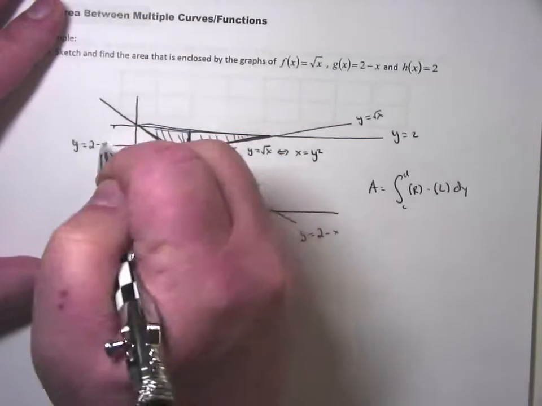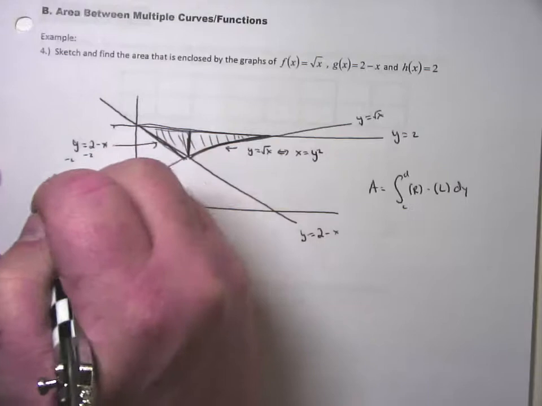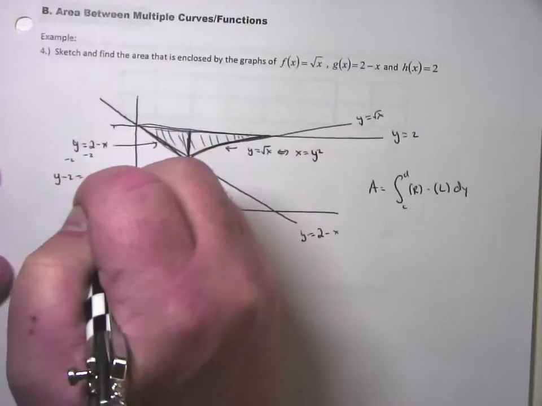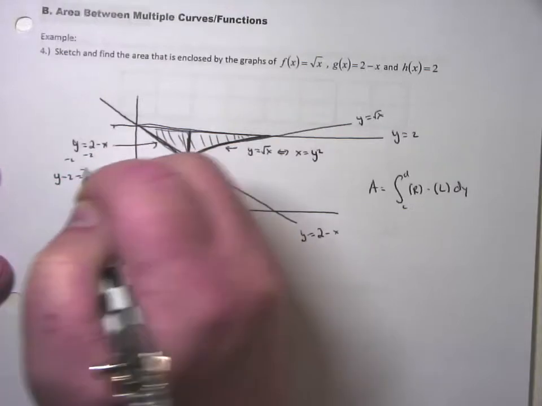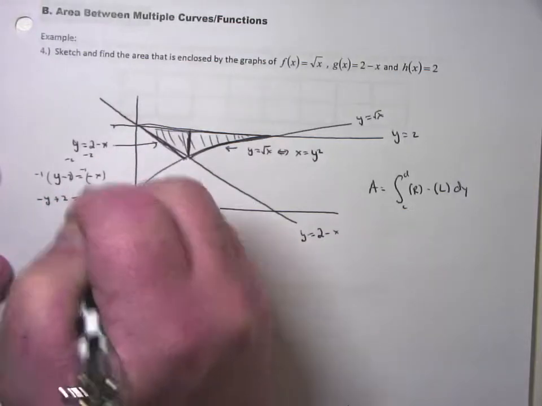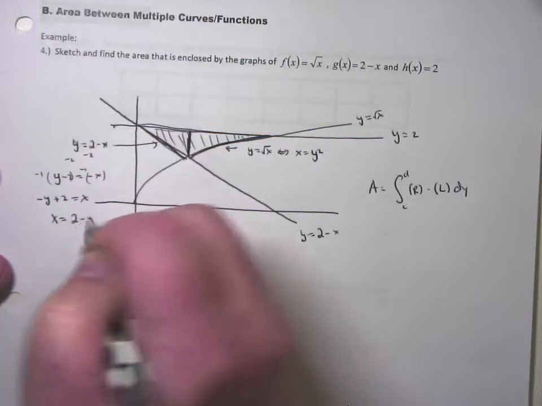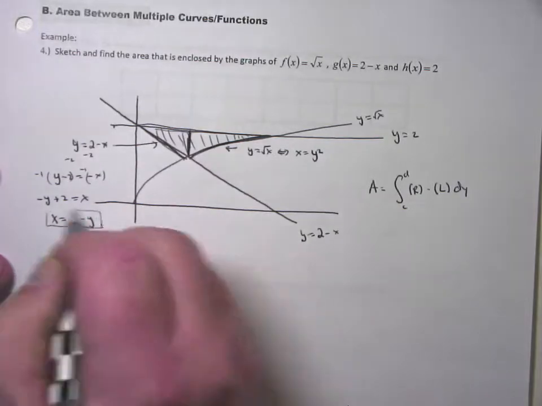If I solve this thing for x, subtract 2 from both sides, so I get y minus 2 equals negative x. Multiplied by negative 1 on both sides, I would get negative y plus 2 is equal to x, or better yet, x is equal to 2 minus y. These are my equations.